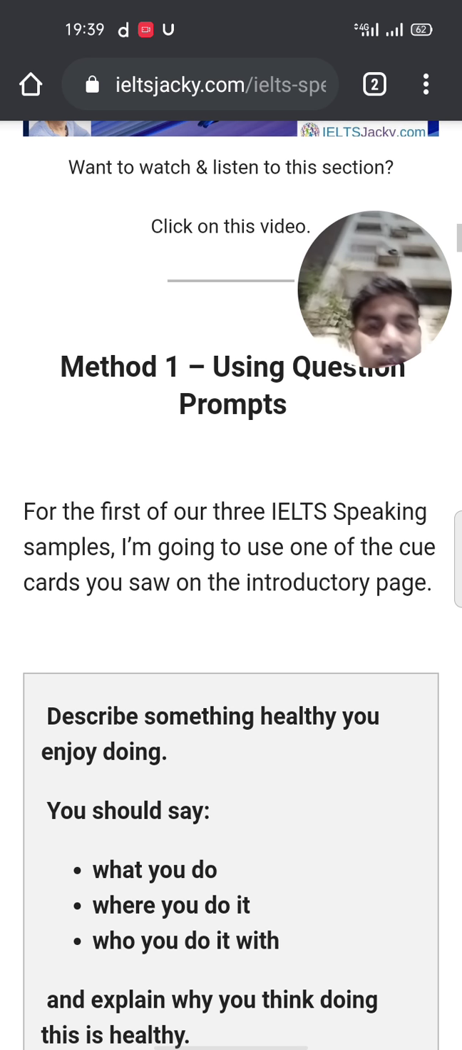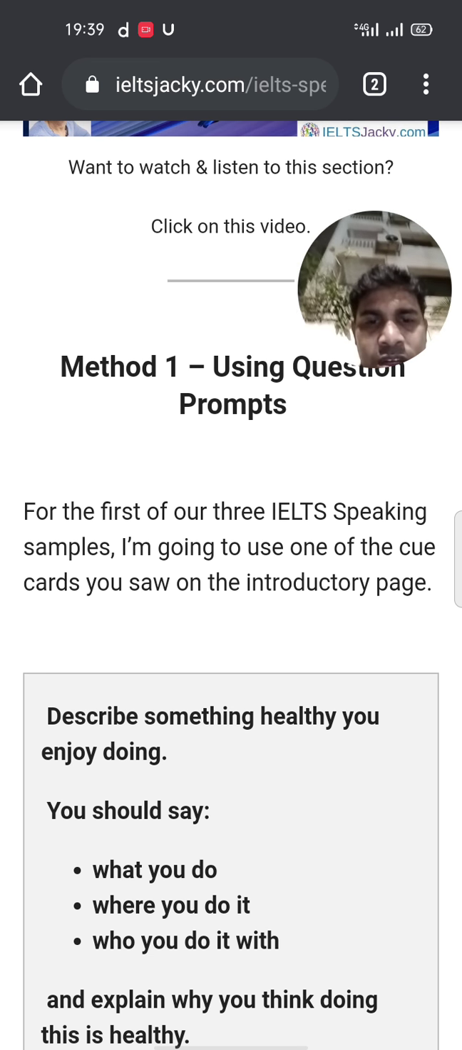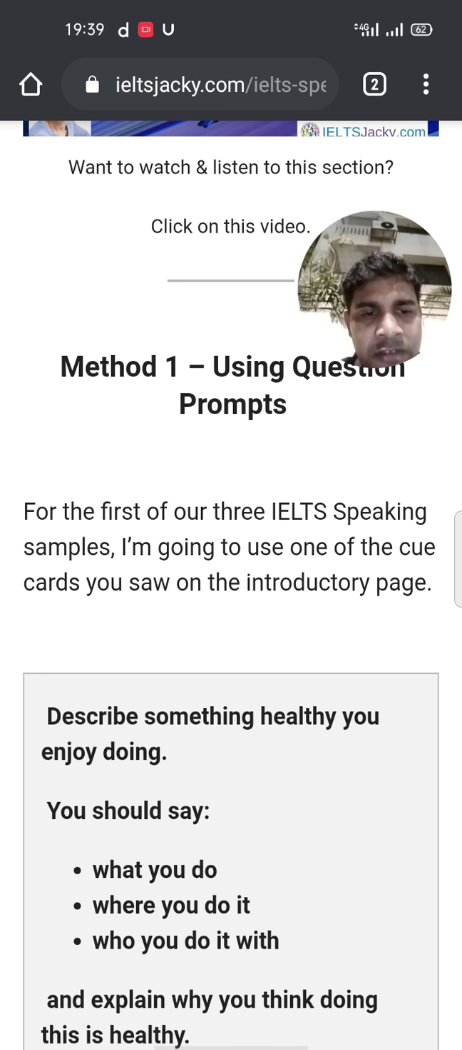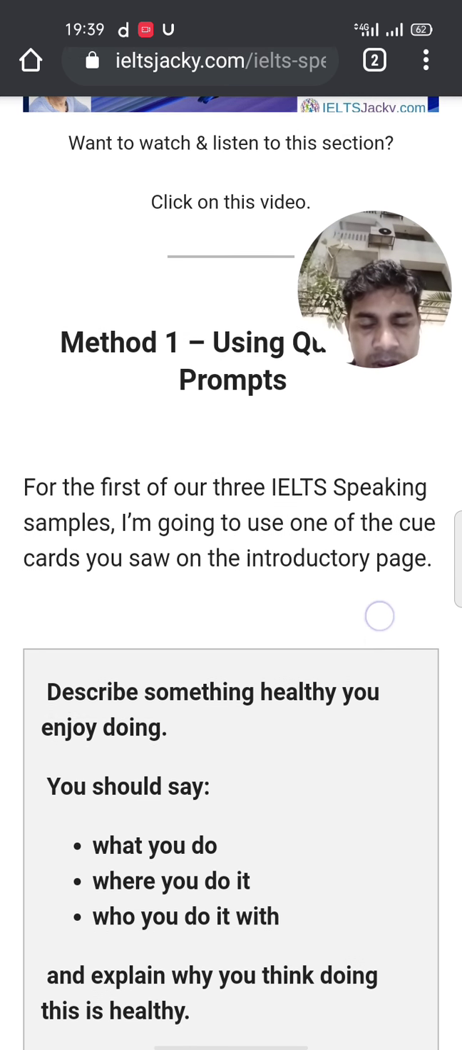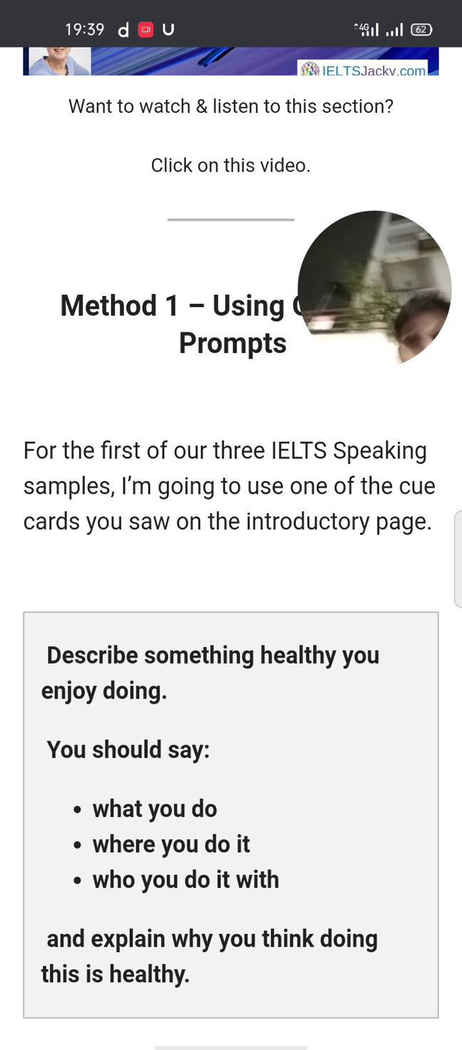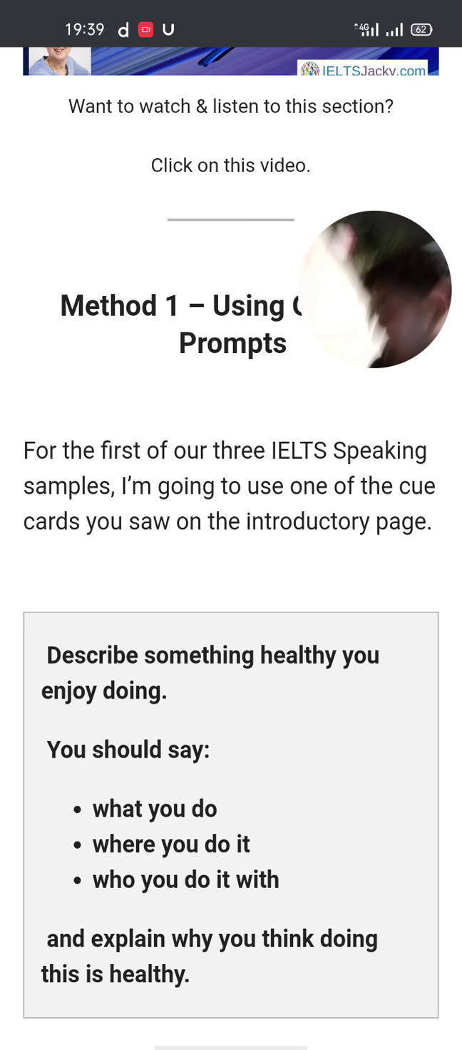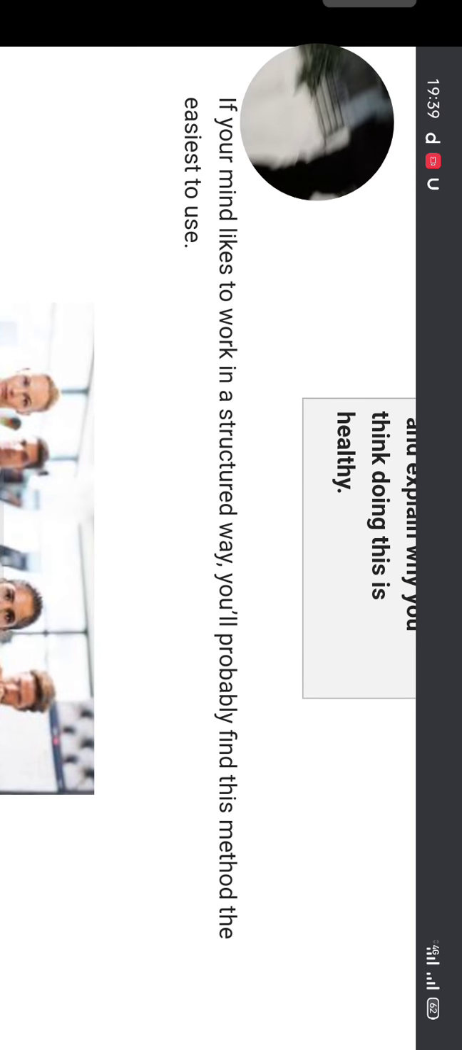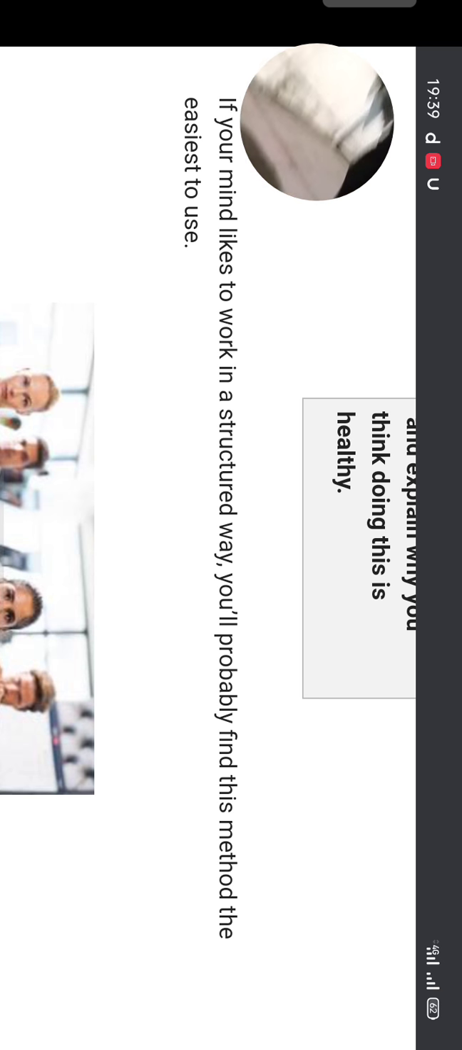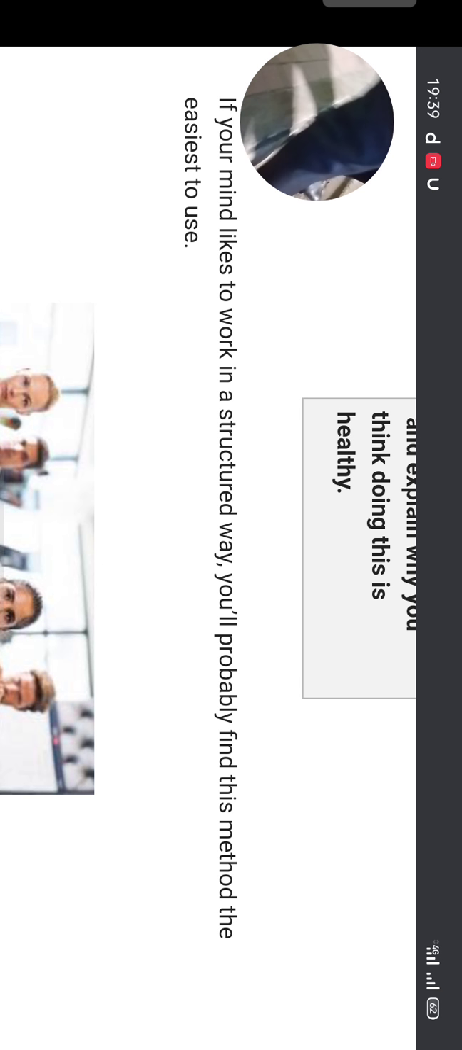Using questions as prompts for the first of our 3 IELTS speaking samples, I'm going to use one of the cue cards. Let me check. I think I downloaded some cue cards, and I just need to know the file I'm downloading.